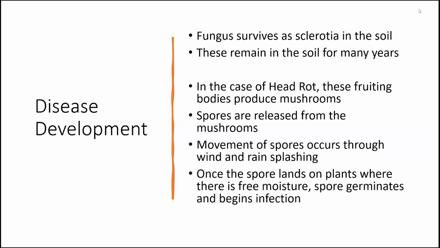I'm going to talk specifically about head rot symptoms and how the disease develops, since that is the most common here in South Dakota. In the case of head rot, the sclerotia in the soil produces mushrooms, and the mushrooms release spores. The spores are able to move with wind and rain, livestock, wildlife or humans; anything can move those spores. Once the spore has landed on a plant where there's free moisture, the spore is able to germinate and begin infection.